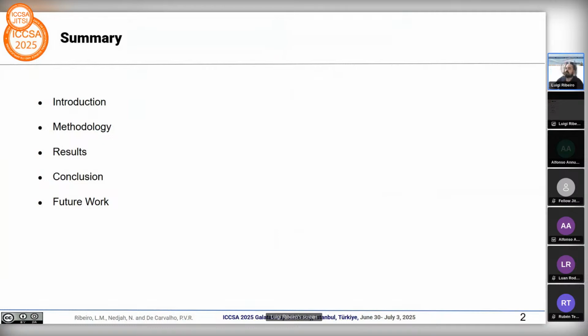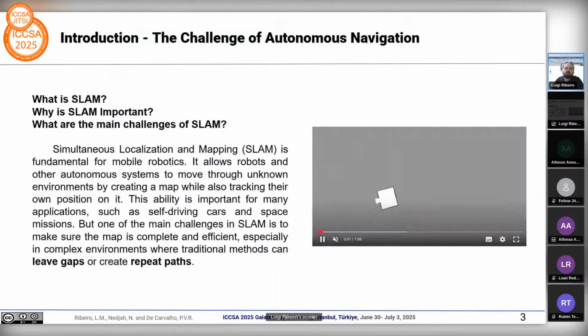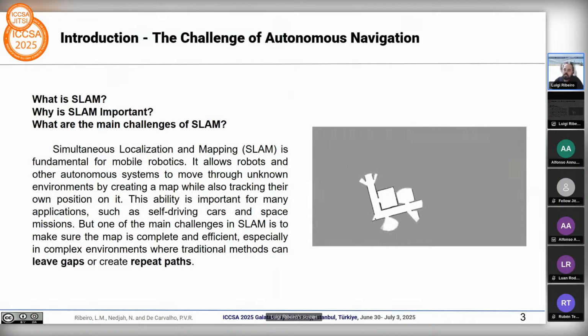So, what is SLAM? What is its importance? Simultaneous localization and mapping, SLAM, is fundamental for mobile robots. It allows robots and other autonomous systems to move through unknown environments by building a map while also tracking their own position on it. This ability is important for many applications, such as self-driving cars and space exploration missions.